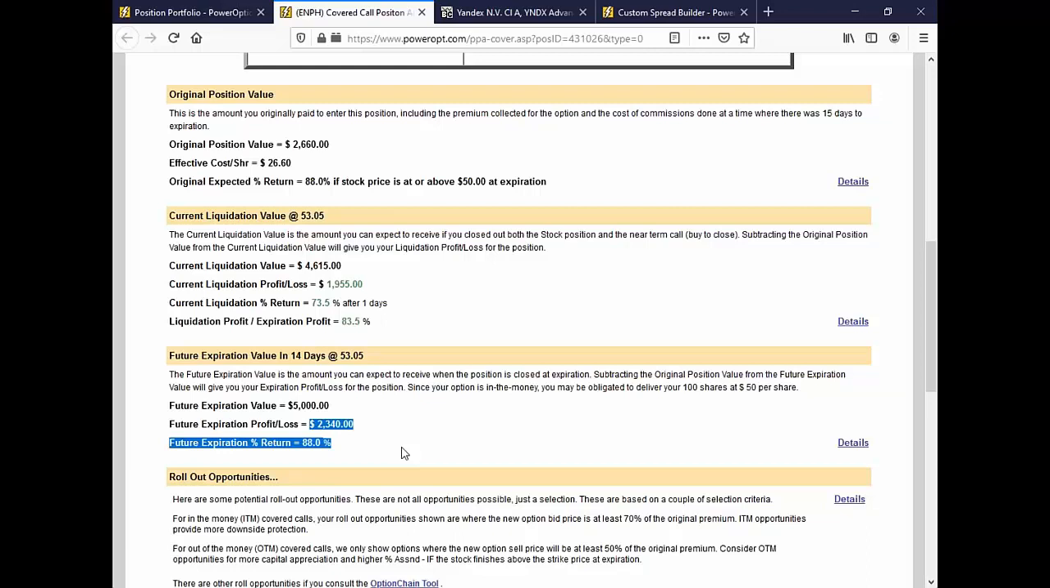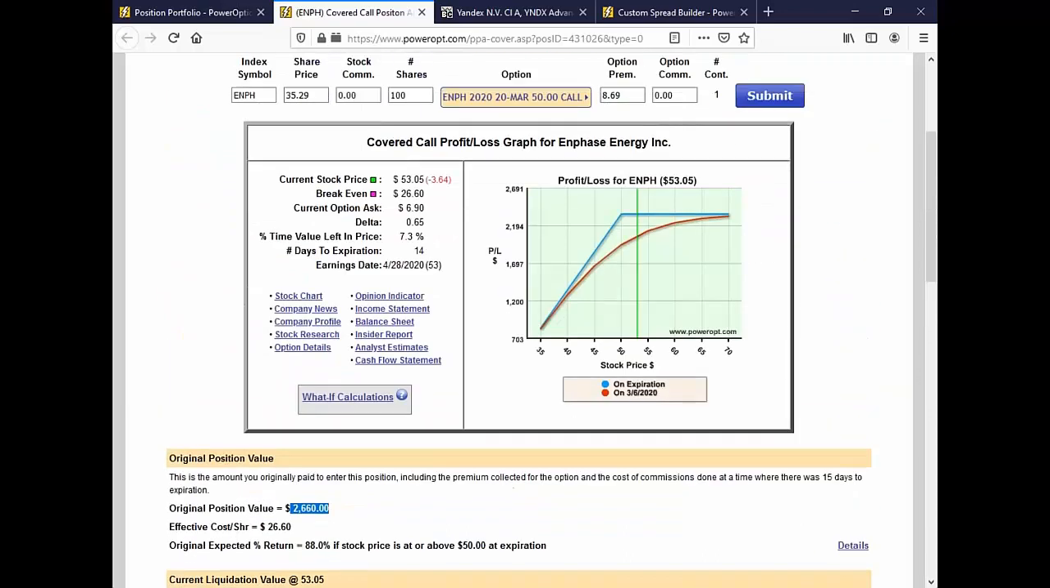What could also happen is the stock drops back down to 35, your call expires worthless, but hey, you still have a cost basis of $26.60. You could continue to sell calls against it. Your break-even is at $26.60. So I think you're looking pretty good right now in this situation. It would take a large drop for you to hit the break-even point, okay?